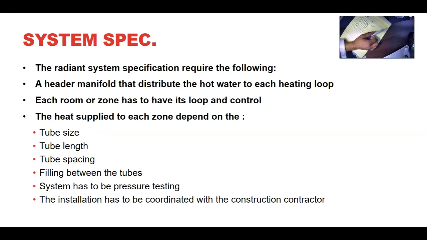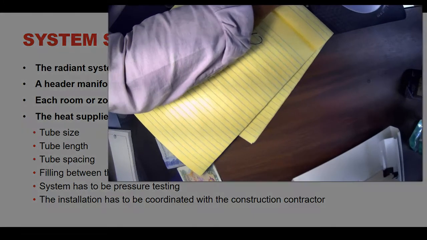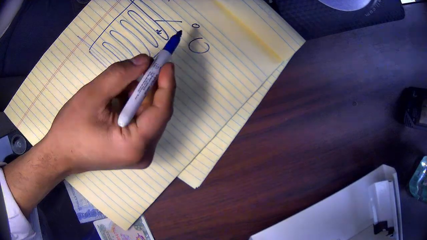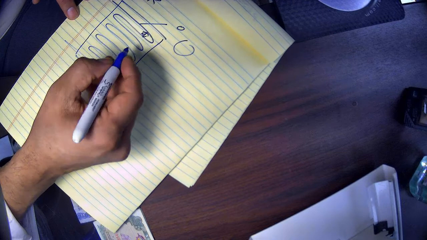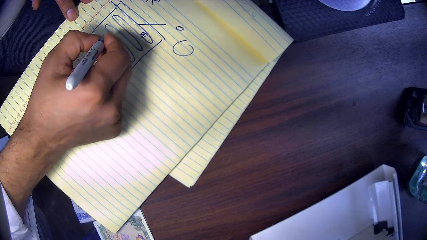Radiant floor heating can also be used to heat walkways or stairs as well. So these are, let me make this bigger so you can see it. This is the tube size in here. This is the spacing between them, and the filling, what you're going to fill that space with.